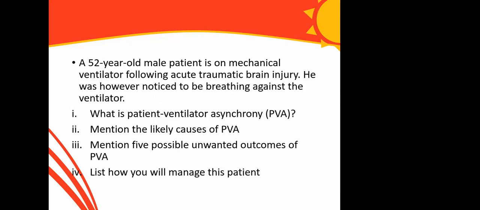Yeah, I like this question. I asked my students the last time. A 52-year-old male patient is on mechanical ventilator following acute traumatic brain injury. He was, however, noticed to be breathing against the ventilator. 1, define patient ventilator asynchrony. 2, what are the likely causes of PVA? 3, what are the possible unwanted outcomes of PVA, and list how you will manage this patient. I don't want to hear increased sedation and paralysis.